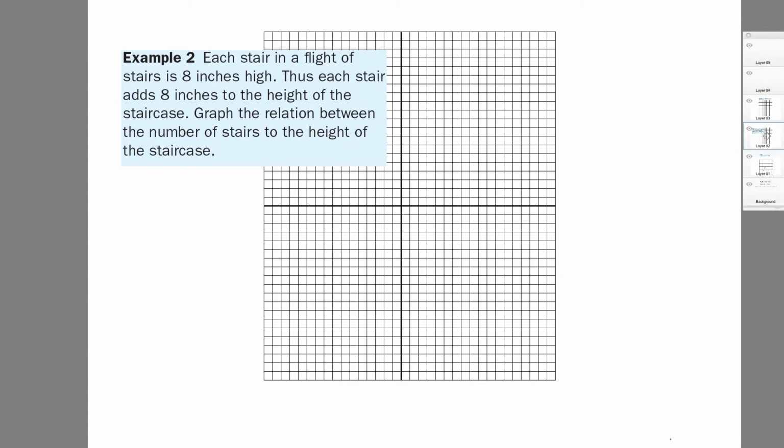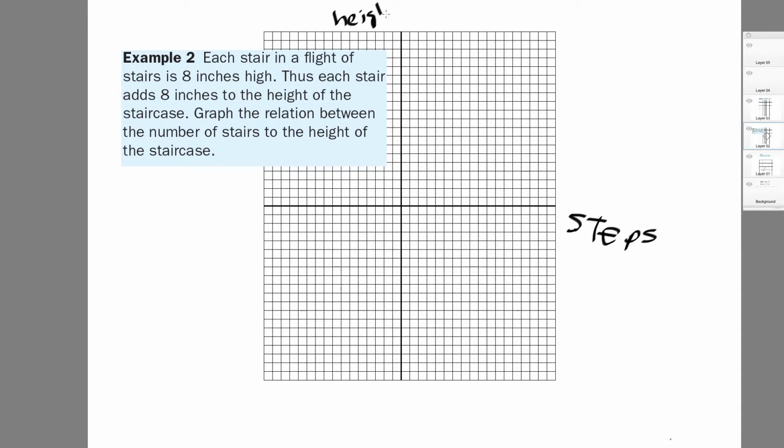And here in this example, we're dealing with stairs, and each flight of stairs is 8 inches in height. Thus each stair adds 8 inches to the height of the staircase. Graph the relation between the number of stairs to the height of the staircase. Well, this is a little bit different problem in that each step goes up by 8. And so as we go through steps and height, our x-axis will be steps, and this will be height.